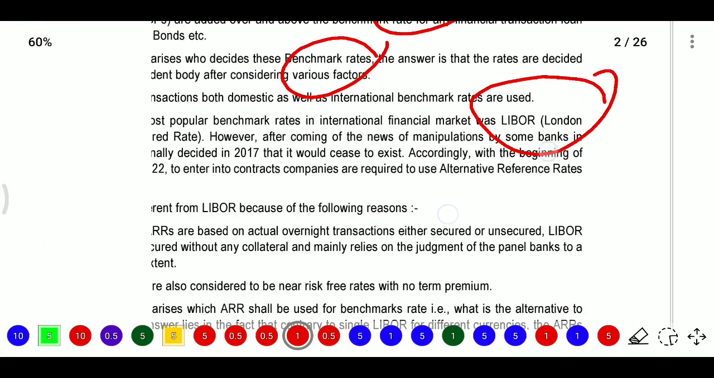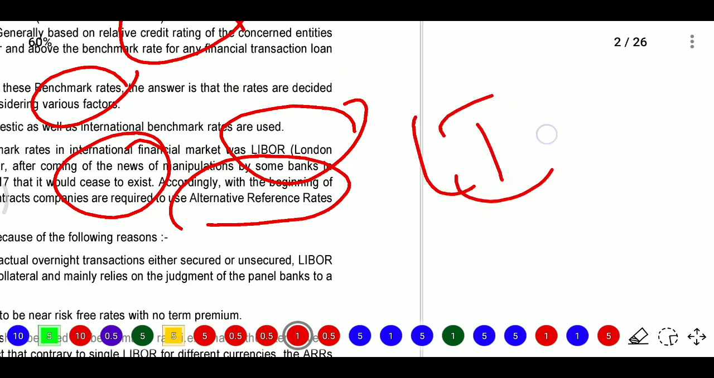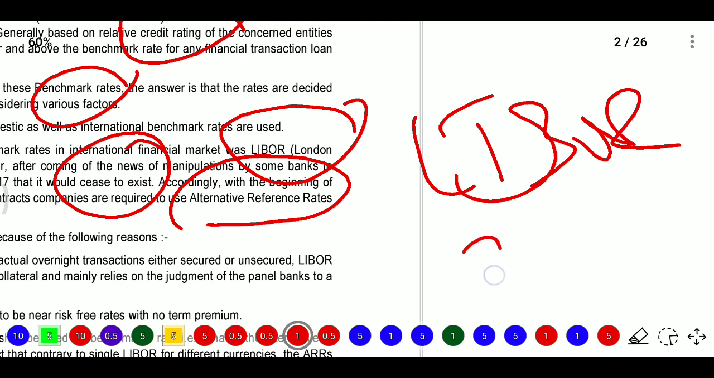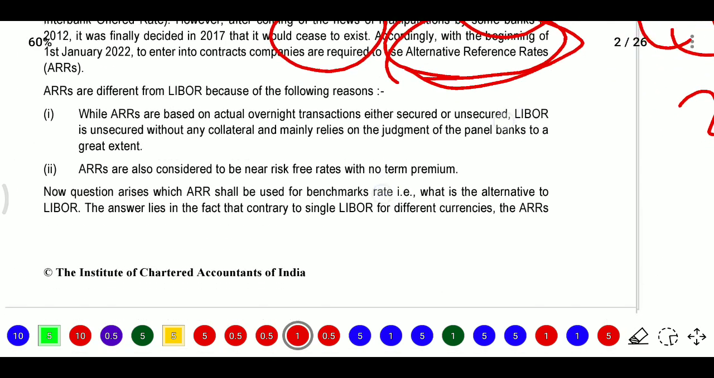LIBOR, which means London Interbank Offered Rate. However, after the news of manipulation by some banks in 2012, it was finally decided that it would cease to exist. So they moved away from it and are considering different rates. They are using ARR rates. Normally we were following the LIBOR rate, but from 2012 we are using different rates also. They are ARR, that is, alternative reference rates, which differ from LIBOR in the following ways.